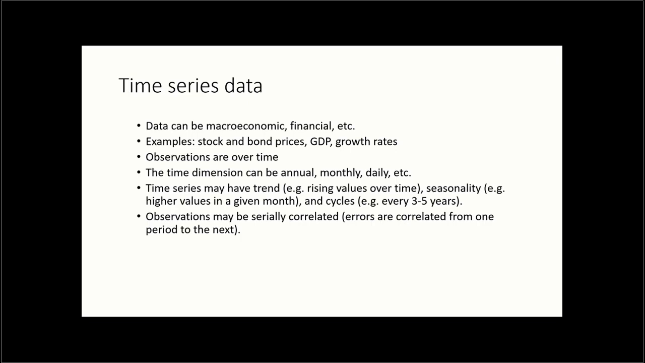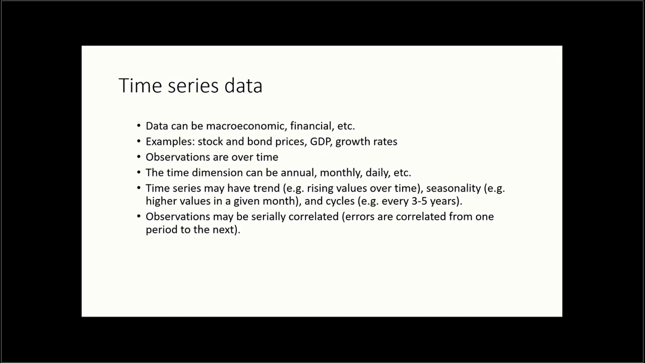And then there are also different types of complications for these time series, such as they may have a trend, such as rising values over time. So, for example, if you look at crop yields in the US, they tend to rise over time because of improvements in technology. They could have seasonality, such as higher values in a given month.